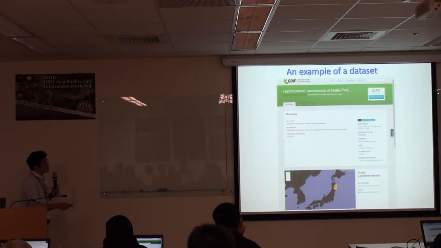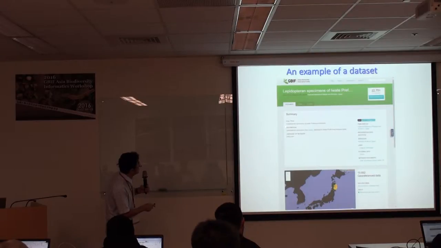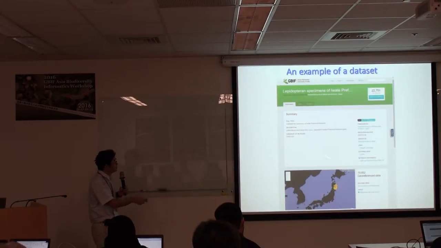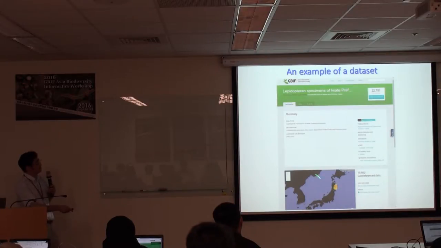And the summary states that these are the Lepidopteran specimens of Iwate Museum, and they are from Japan. Actually, the data points are indicated in the map, showing that all the data points are located here. This is actually Iwate Prefecture. So that's why Iwate Prefecture collects all these specimens and provides them.